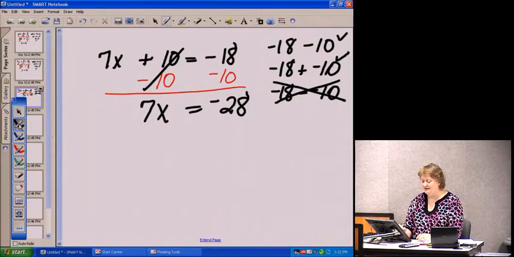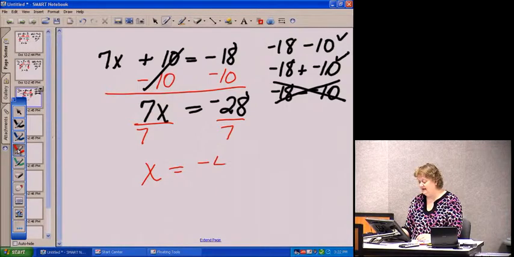Last step on this one is to get the x by itself, and since it's been multiplied by 7, we want to divide by 7. Negative 28 divided by 7 is a negative 4. 7 goes into 28 4 times. A negative divided by a positive is a negative, so x equals negative 4. I'll leave the check for you to work. Let's look at another example.